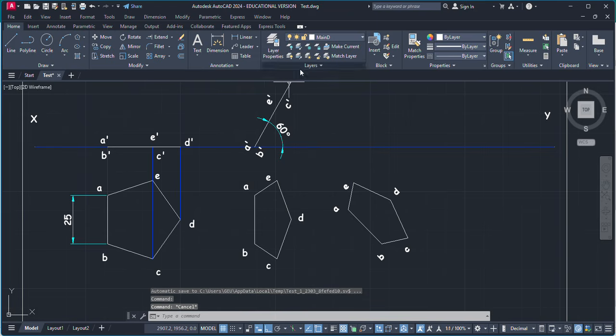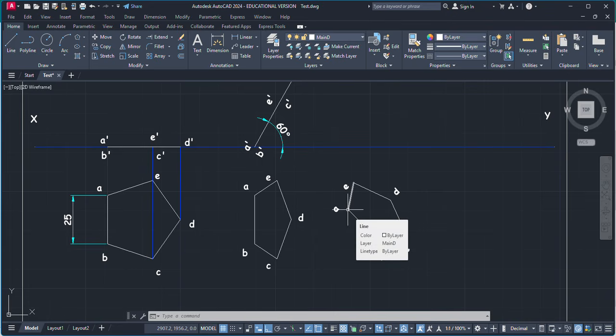So now you can check. I've selected this point B as a base point. That is why it is rotated by 45 degrees on the left side. If I do this again, it will be in the opposite direction.